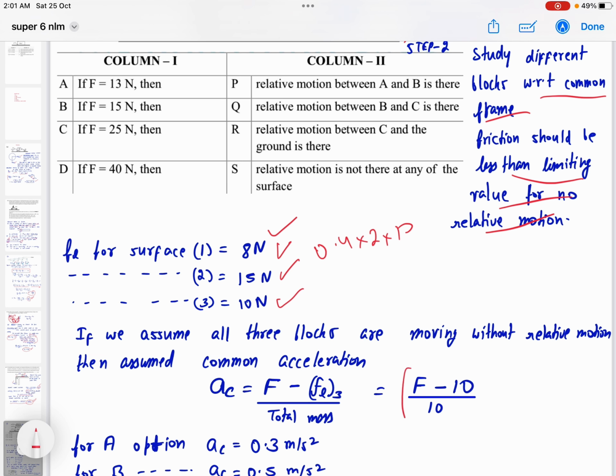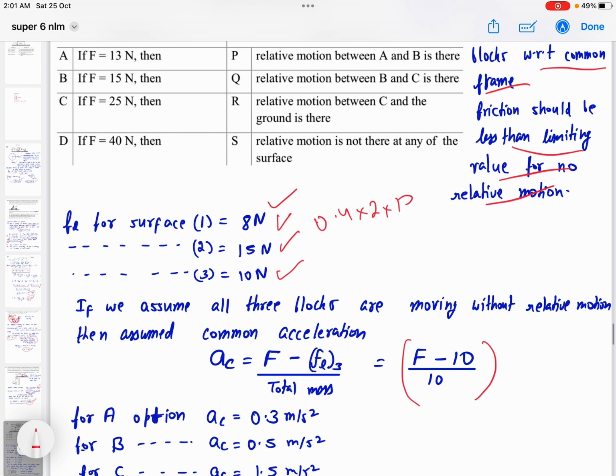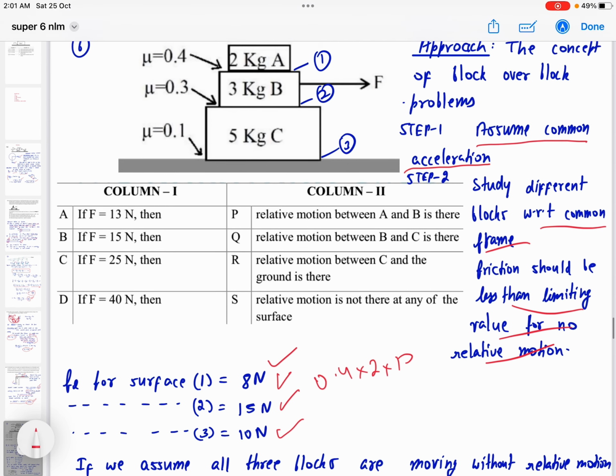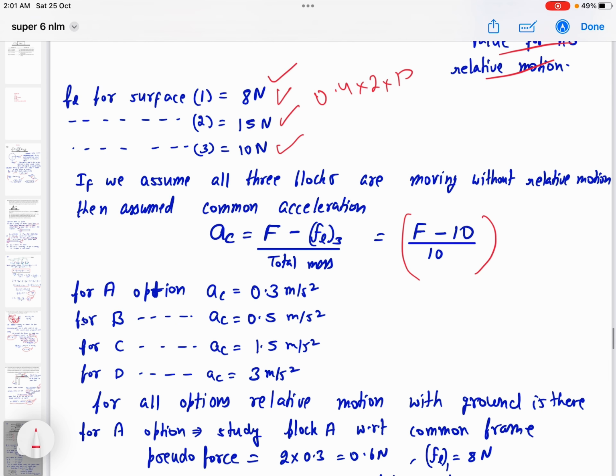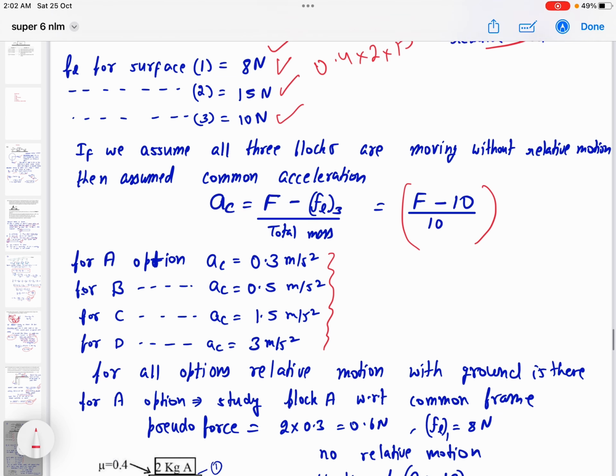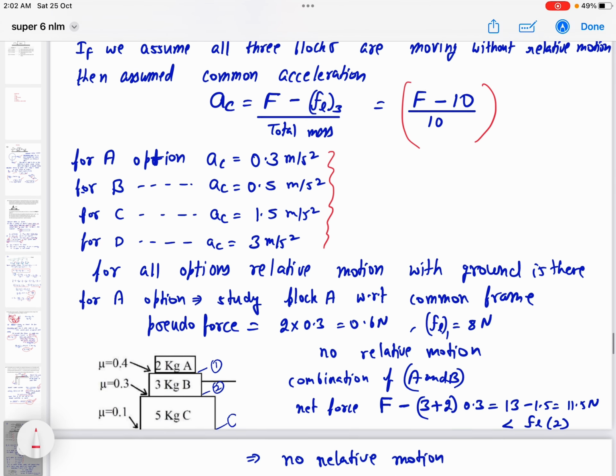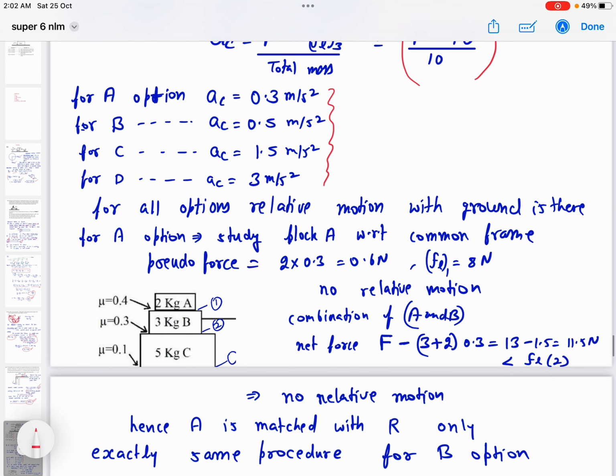So the assumed common acceleration is (F minus 10) upon 10. Because F is different in different columns, I'm taking F as a variable. Now substituting this value of F, I'm getting a common acceleration for the different cases A, B, C and D. Now I will check all the cases one by one. In detail I will explain, beta. So a very important question.